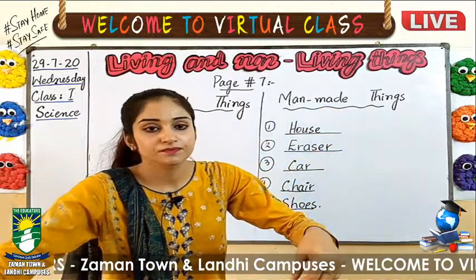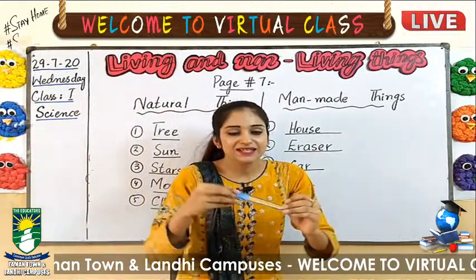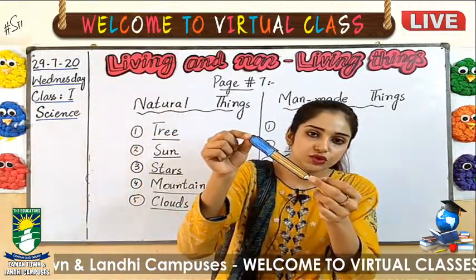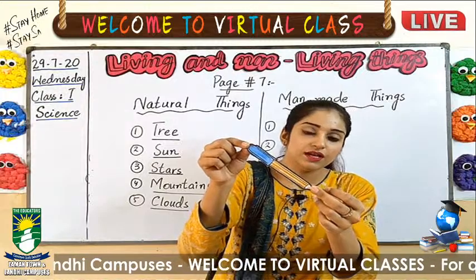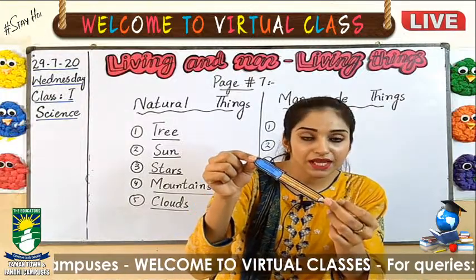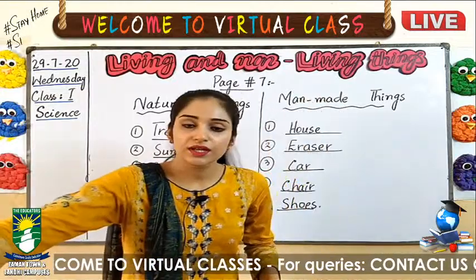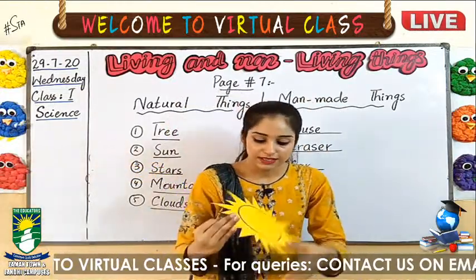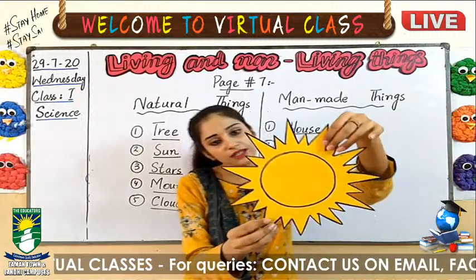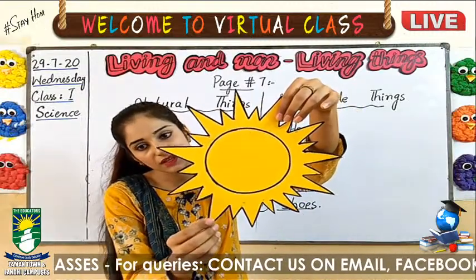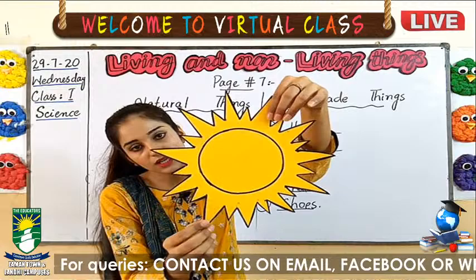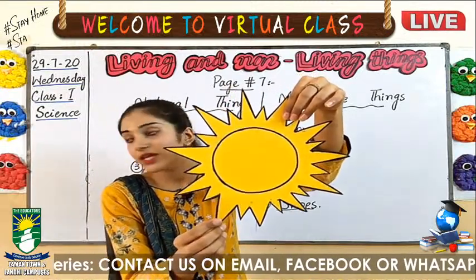Second one is a pencil. A pencil is a natural thing or a man-made thing? A pencil is a man-made thing. We can make a pencil or a pen. Third one is a sun. Now tell me, a sun is a natural thing or a man-made thing? A sun is a natural thing. We cannot make a sun.